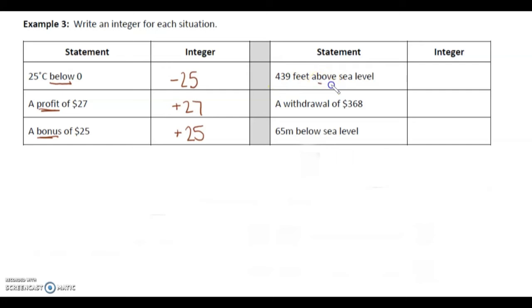439 feet above sea level. Well, above sea level is going to be positive. A withdrawal of $368. When we withdraw money, we're taking it out, so we no longer have it in our bank. So it's going to be negative 368, like in our bank accounts. Okay, 65 meters below sea level. Below is going to be down. Okay, so negative 65.